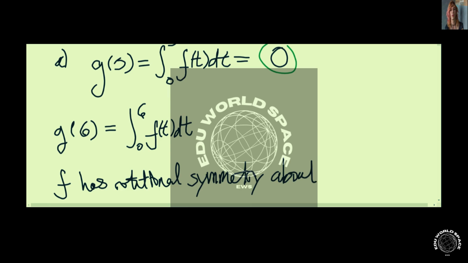The point 3, 0. So the part from x equals 0 to 3 is equal in area but opposite in sign to the part from x equals 3 to 6. And therefore, g of 6 is in fact 0 as well.